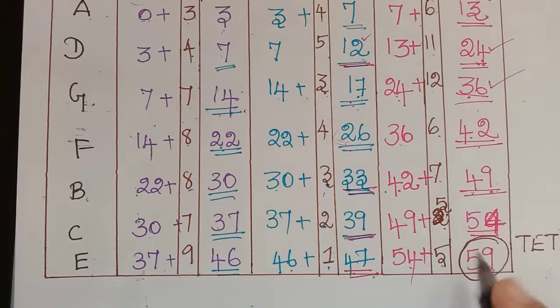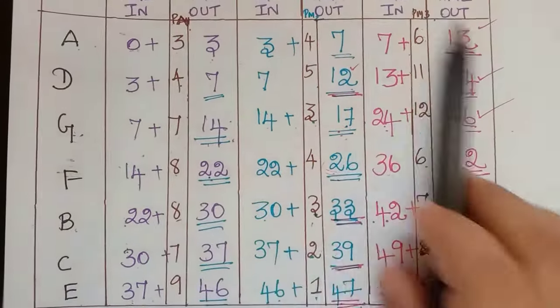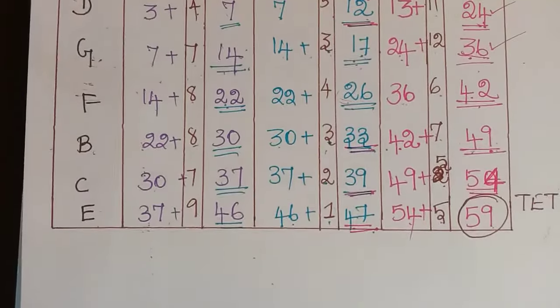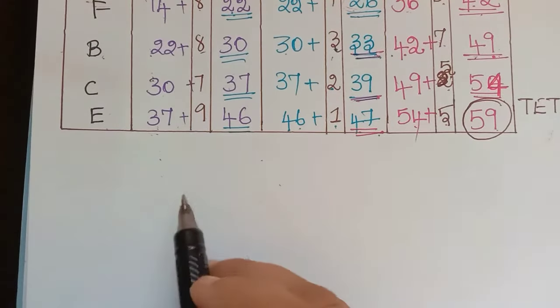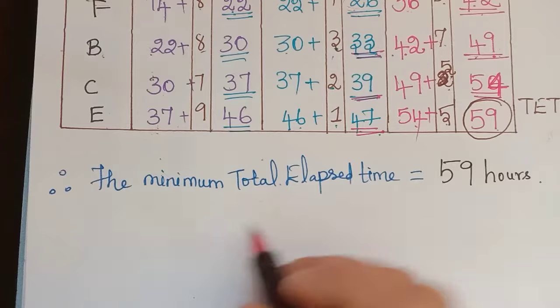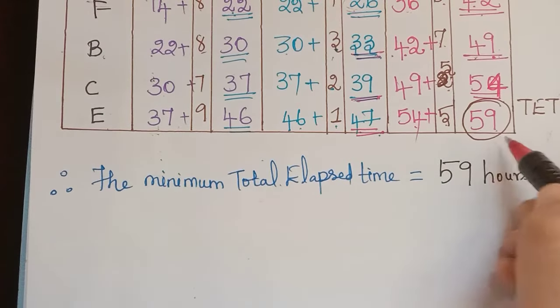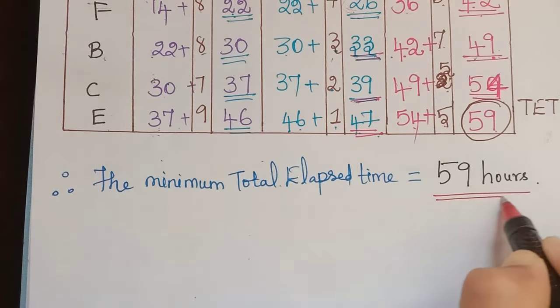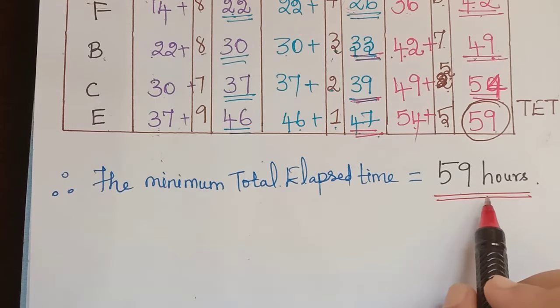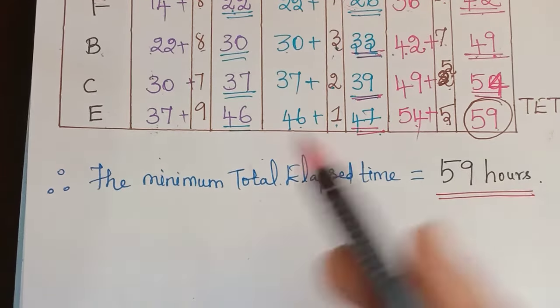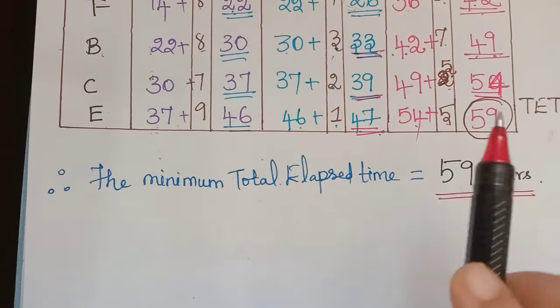So I hope you have understood how to prepare this table. Now let us write everything. The first thing that we have to write is the minimum total elapsed time. So I have written it here, and this is the answer. The total elapsed time is 59 hours. Now what is remaining? We have to find the ideal time of mission 1, mission 2 and mission 3.